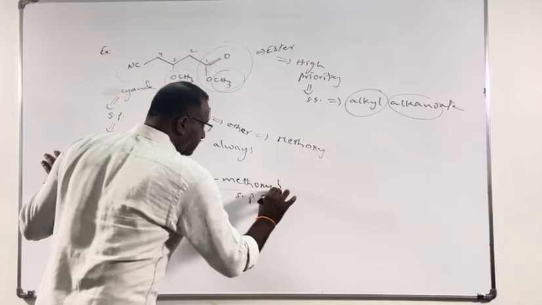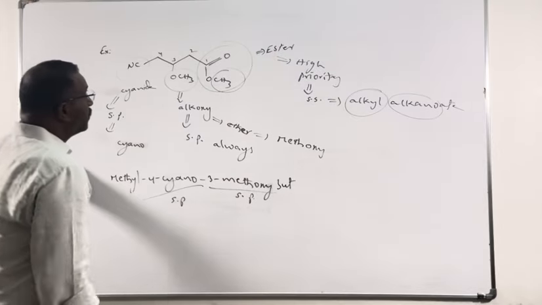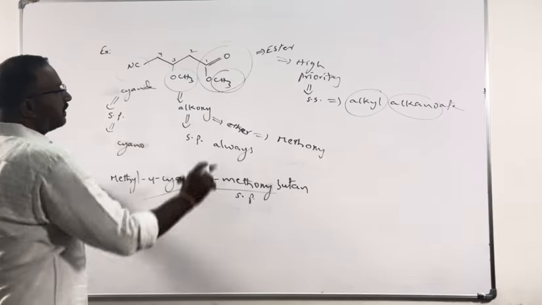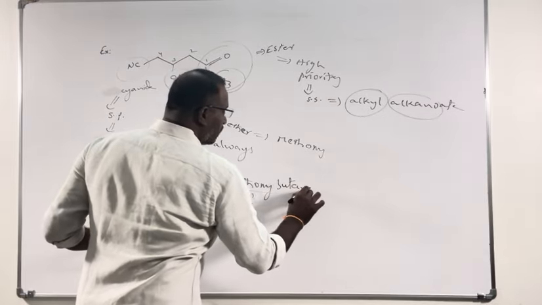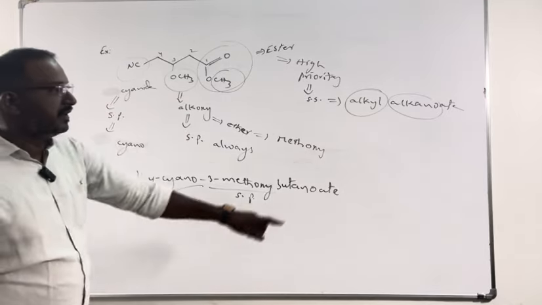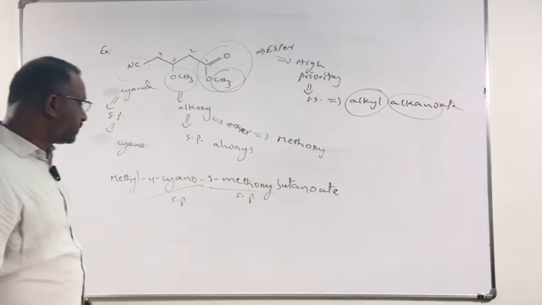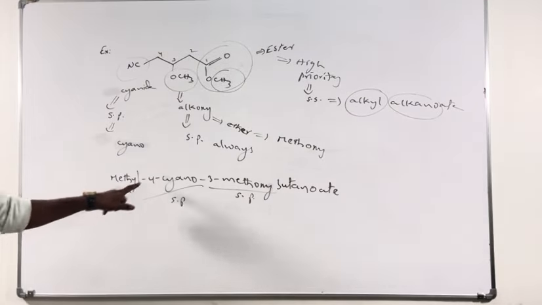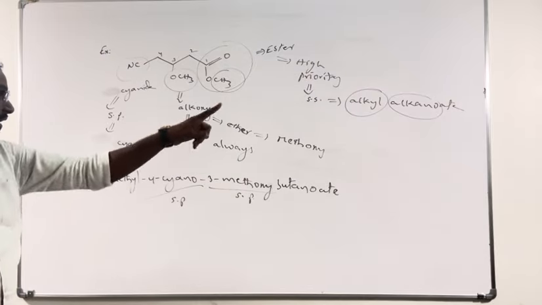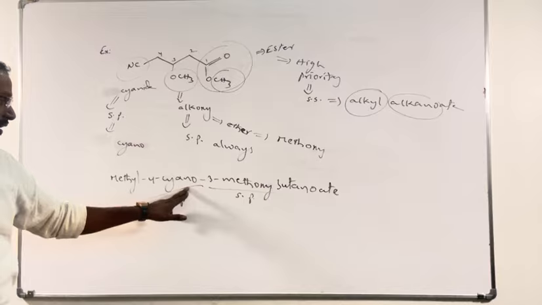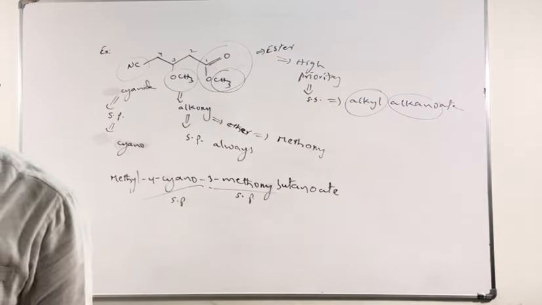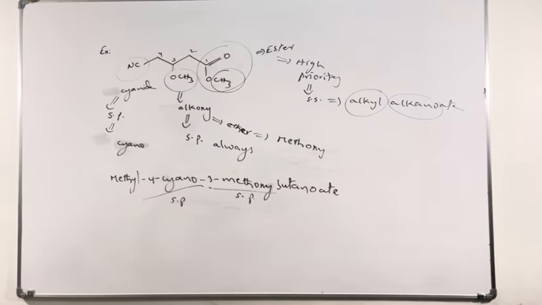4 carbons are there, so we have to write as but. Only single bonds are there, so ane. And then this is called oate. The suffix oate will come. So the name is methyl. This methyl and remaining groups come under alkanoate. So methyl 4 cyano 3 methoxy butanoate. This is the IUPAC name for that.